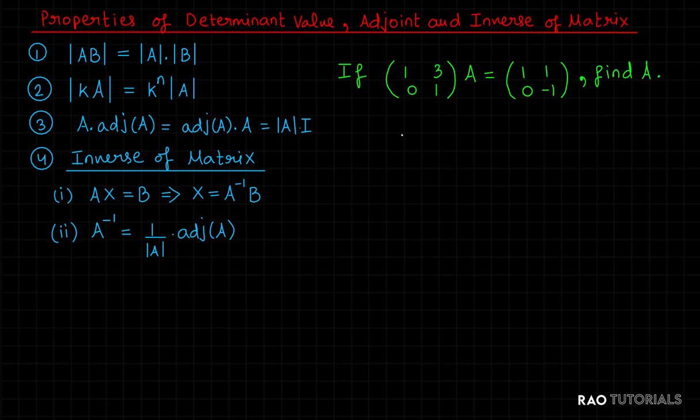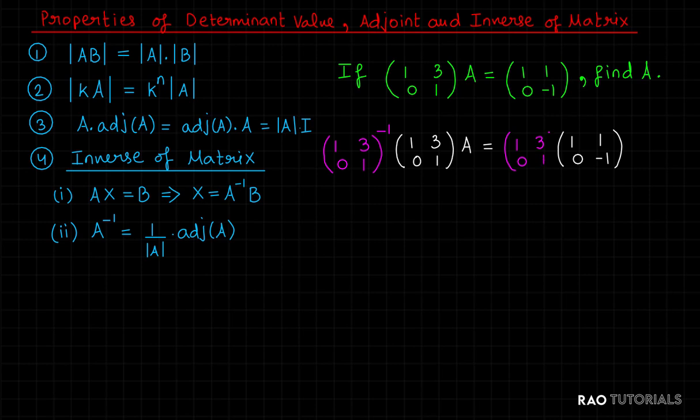So we have this equation. Pre-multiply the inverse of this matrix on both sides. This product reduces to identity, and identity into A is A. Copy the right hand side.